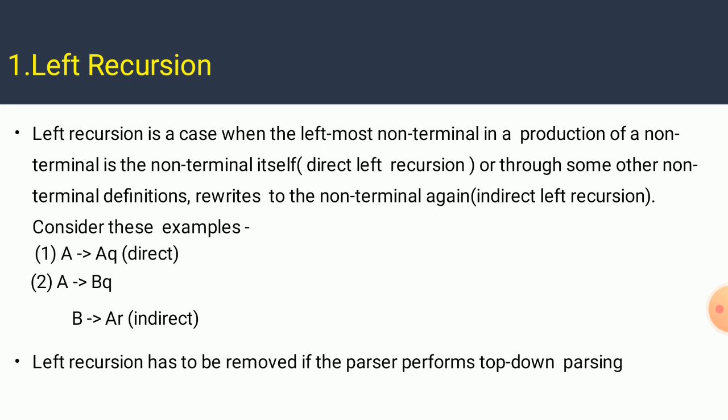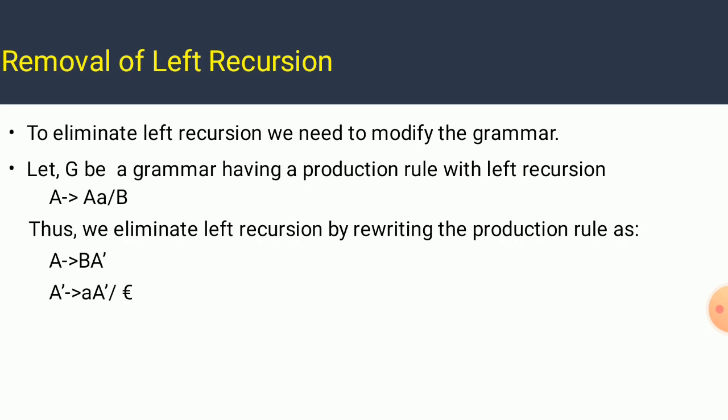If we apply top-down parsing, or if we want to generate an LL1 parser, then we have to remove left recursion. So how to remove left recursion? To eliminate or remove left recursion, we want to see an example.